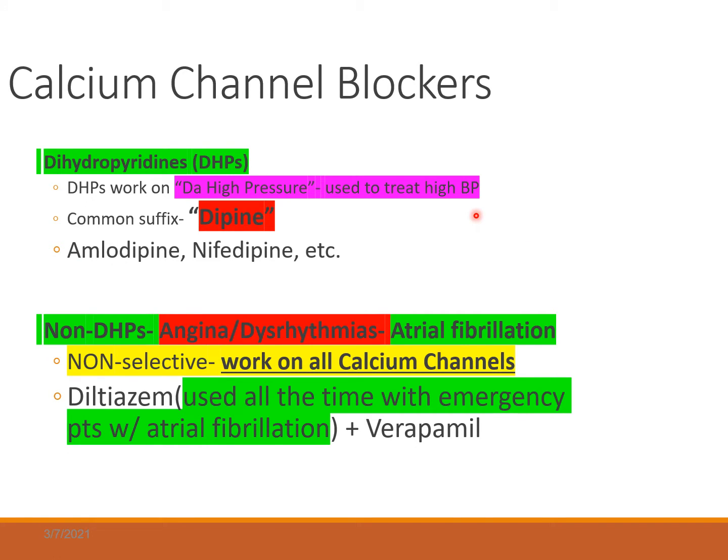Calcium channel blockers, two classes over here. Dihydropyridines, DHPs, common suffix dipines, de high pressure. This is a mnemonic marked in pink. It is used to treat high BP. So de high pressure, DHPs, dihydropyridines, dipines, amlodipine, nifedipine.